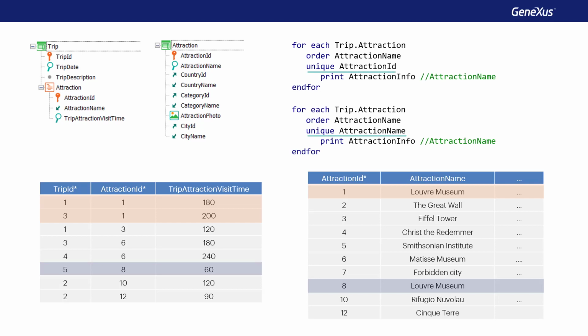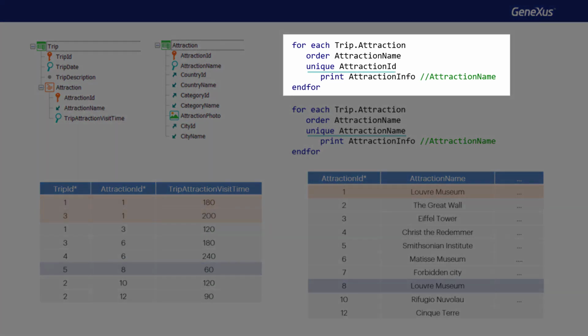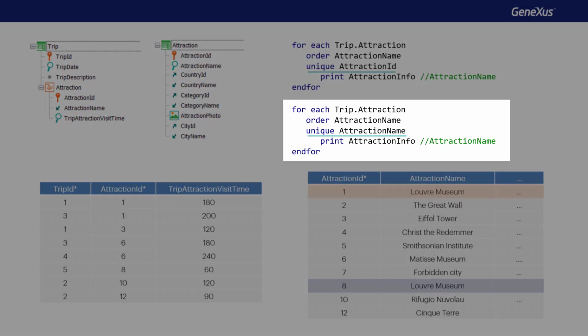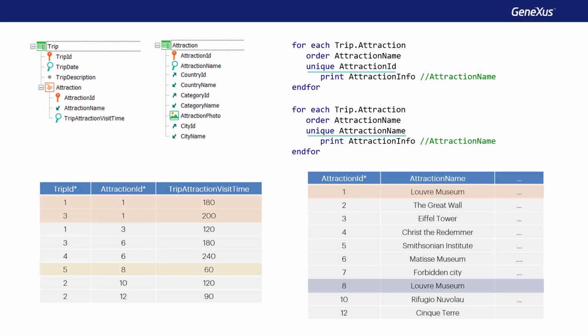In the first case, these two records will be handled together, and Louvre Museum will be listed. And this one will be handled separately in another group, and Louvre Museum will be listed again. In the second case, however, the 3 records will be in the same group, and Louvre Museum will be listed only once, even if it corresponds to 2 different attractions.